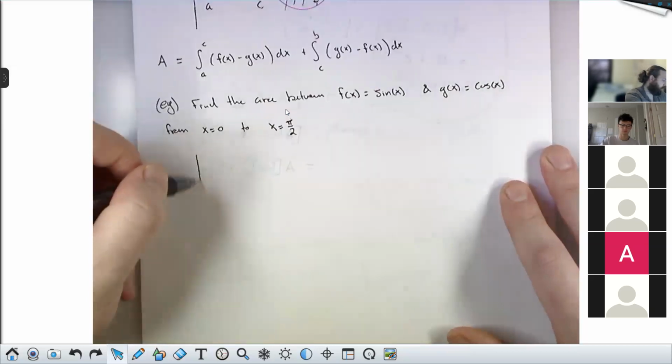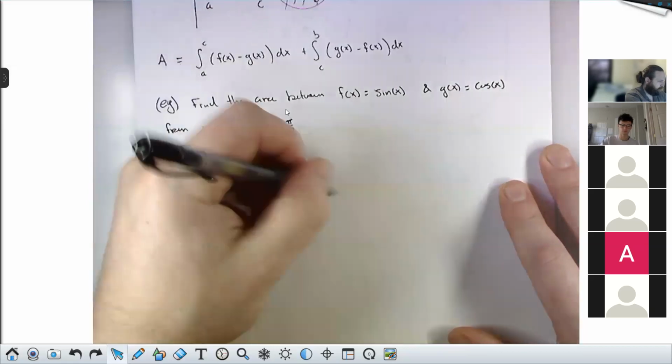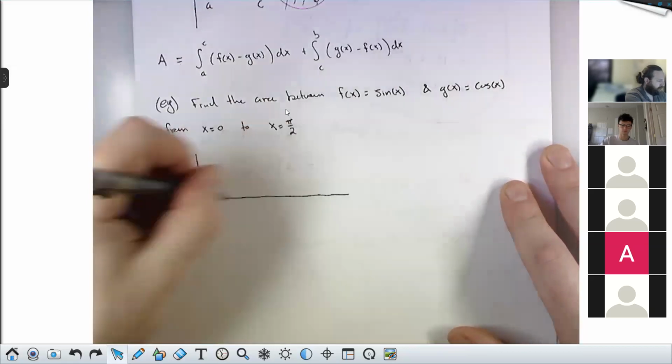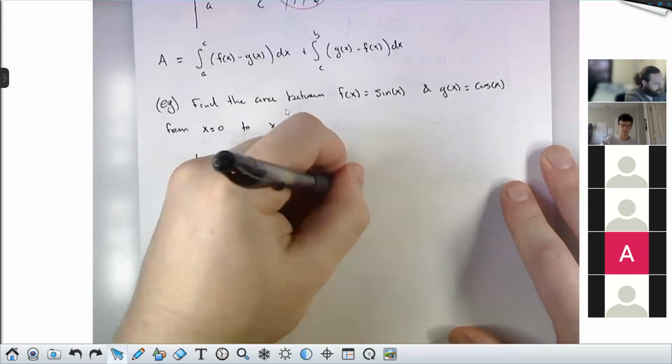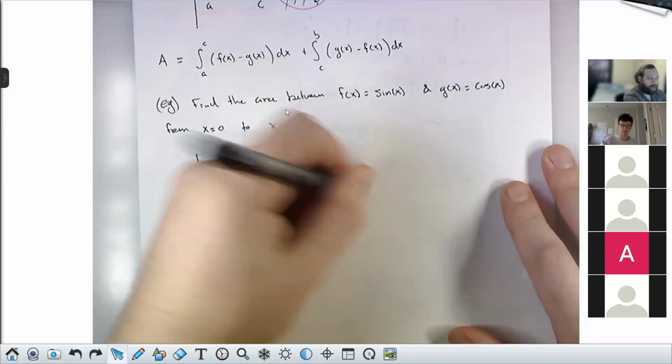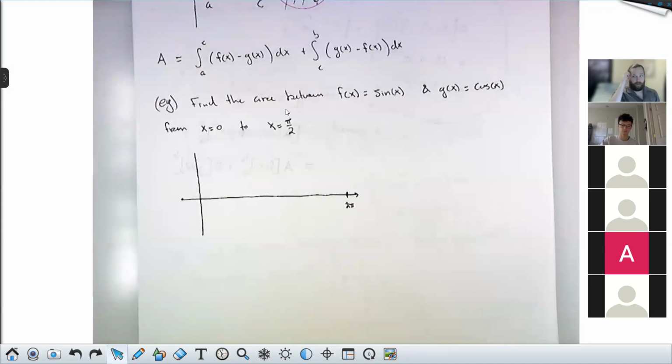Again, we need to draw the graphs. Getting good at drawing graphs is huge. If you did not develop that skill in Calc 1, it is late and it needs to be done. So every single time I give you a problem from chapter 6, every single time you need to draw the graph by hand.